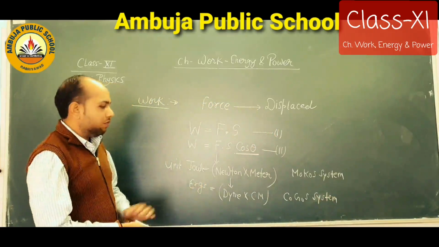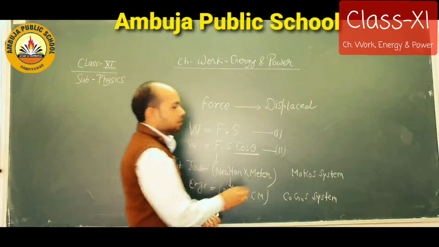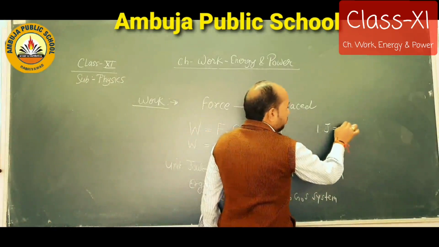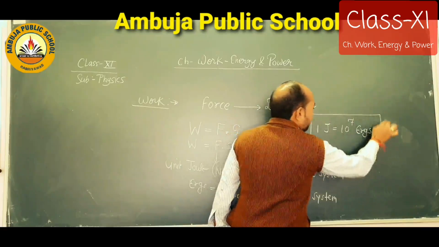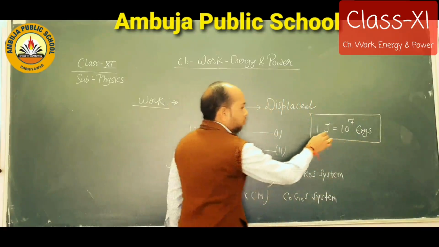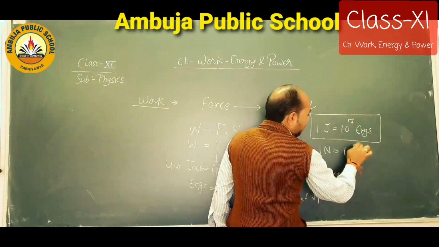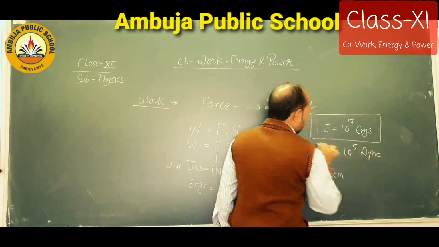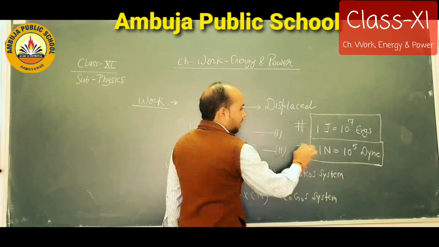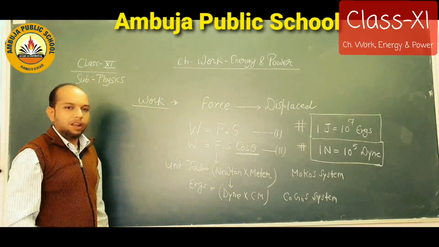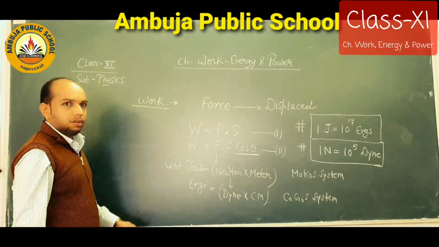Like there is a relation between newtons and dyne in force, similarly one relation is between joule and erg. 1 joule work done is equal to 10 raised to power 7 ergs. So this is a very important relation between joule and erg. Like in force, 1 newton is equal to 10 raised to power 5 dyne. So whenever we solve numericals, we keep these two identities in mind: 1 joule is equal to 10^7 erg and 1 newton is equal to 10^5 dyne. So this is the concept regarding work done.